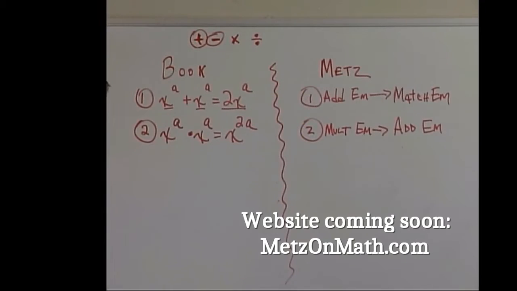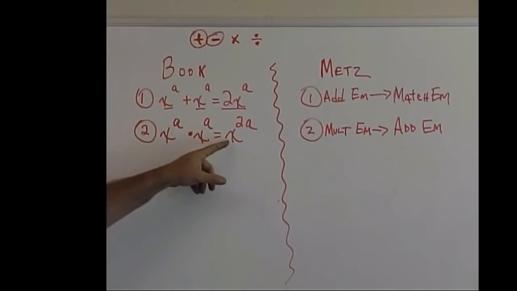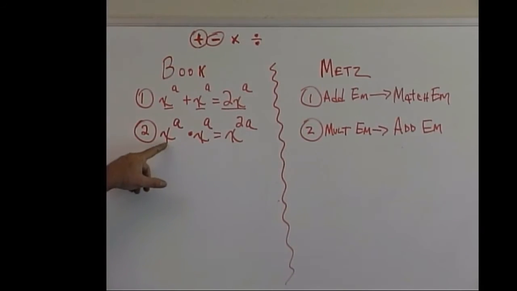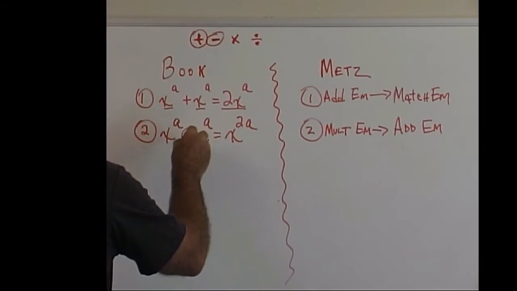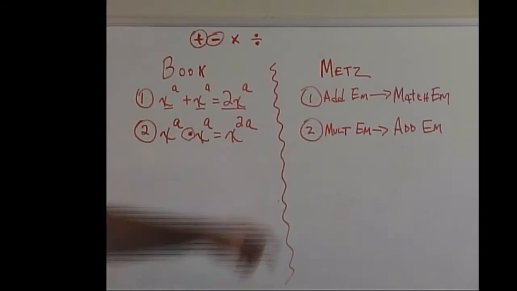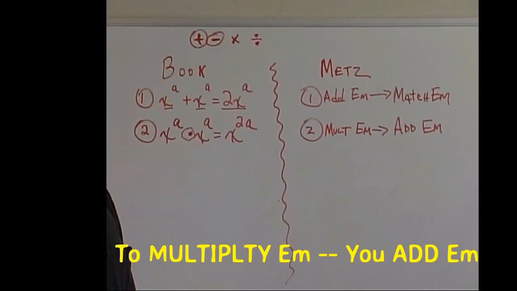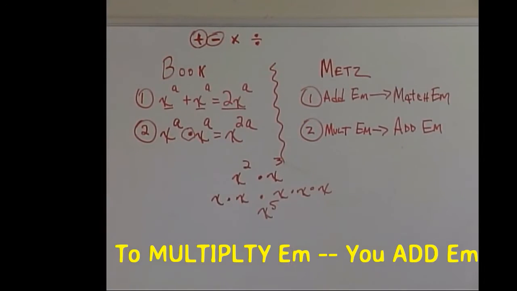All right, here's the book's explanation. How do you multiply x to the a times x to the a? X to the a times x to the a is x to the 2a. If the bases match, you keep that base, and what do you do to these exponents while you multiply here? I mean, isn't that weird? To multiply here, you add a and get 2a. I'd rather my rule. How do you multiply them? You add them. Now we need to look at some illustrations, and we need to look at plenty of them. But first, let's explore the why.